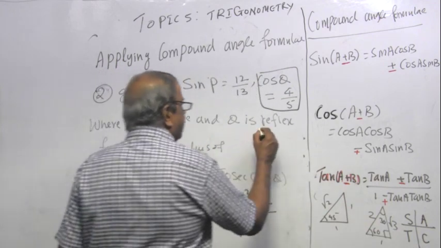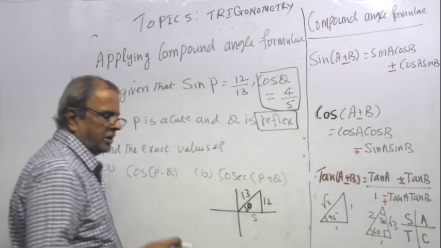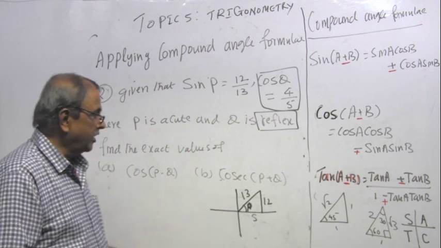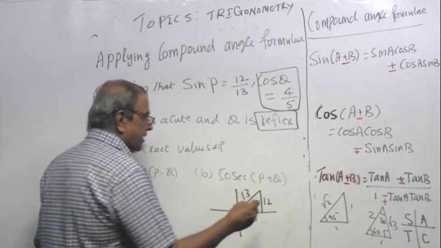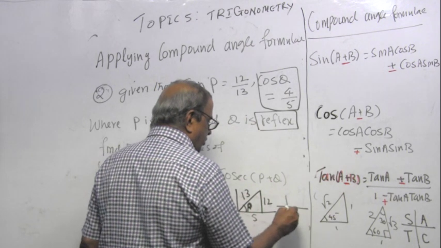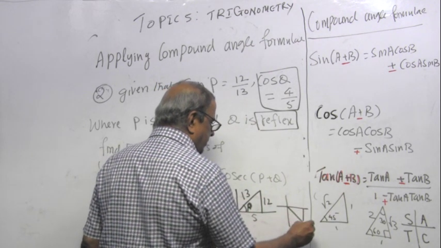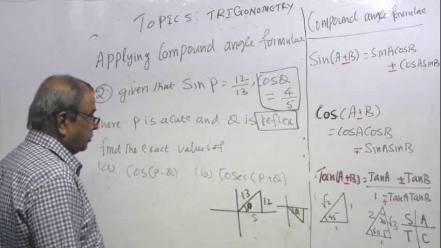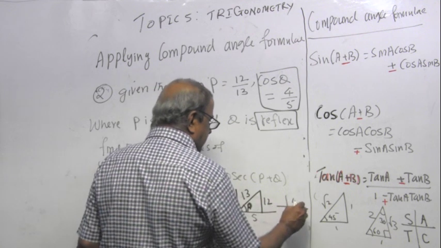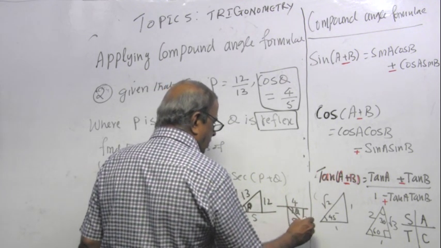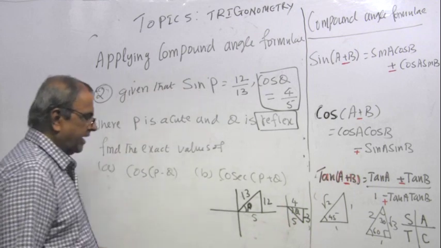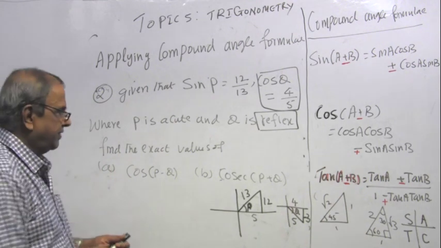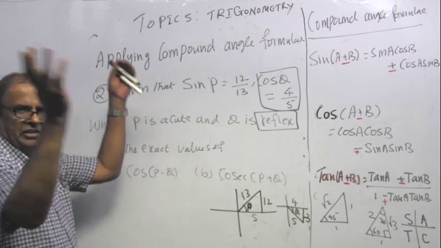But it is reflex. What's a reflex angle? More than 180, less than 360. That means Q has to be in the fourth quadrant. So Q has to be there. That's your Q. Cos is given to be 4 over 5, so the adjacent is 4, hypotenuse is 5, and the opposite will be minus 3, because in the fourth quadrant the vertical is negative. Once you do that, the rest is fine.